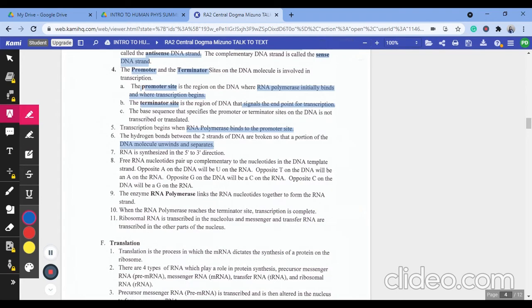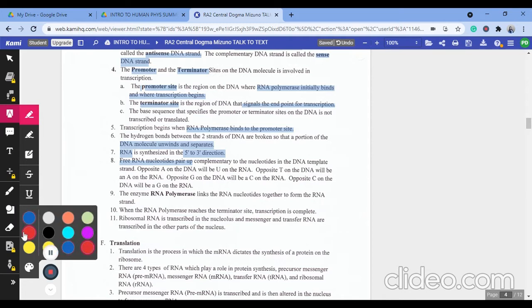Okay, so RNA is synthesized in the 5 to 3 direction. RNA nucleotides pair up complementary to the nucleotides in the DNA template strand. Opposite A on the DNA will be U on the RNA. Opposite T on the DNA will be A on the RNA, opposite G on the DNA will be C on the RNA, and opposite C in DNA will be G on the RNA.